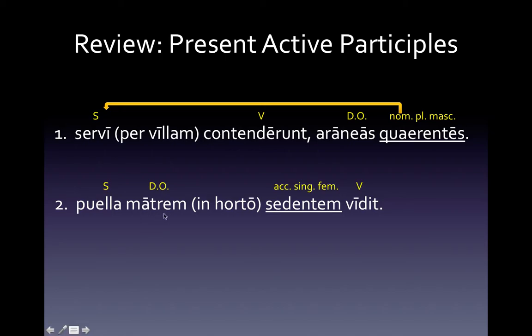So puella is our subject, matrem is accusative, so it's the direct object. Vidit is our verb. This is accusative, singular. It could be in form feminine or masculine, but the only other accusative singular in the sentence is matrem, which is feminine. That's how we know that this is feminine and therefore modifying it. So the girl saw the mother sitting in the garden. Who's doing the sitting? The mother is sitting in the garden. Okay, so the girl saw the mother sitting in the garden.